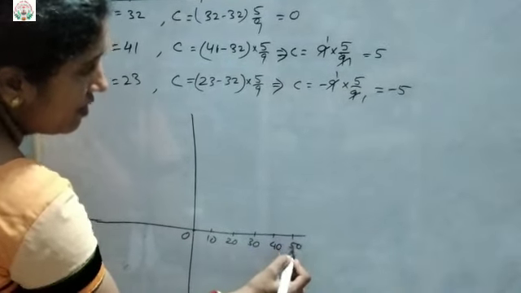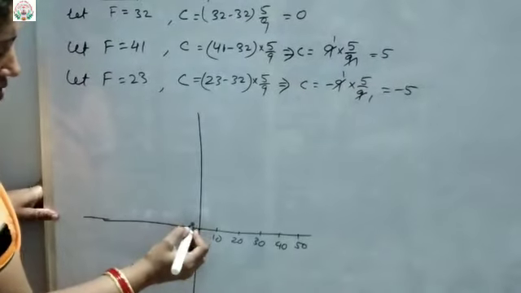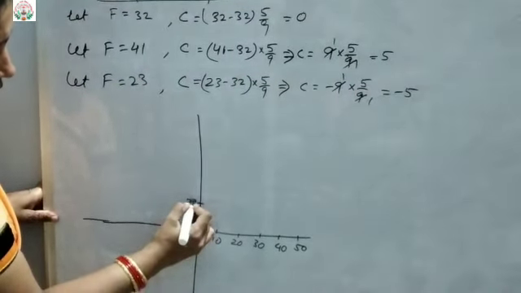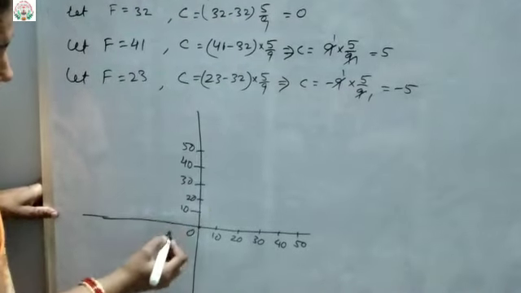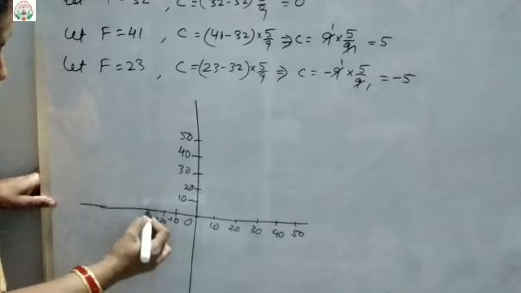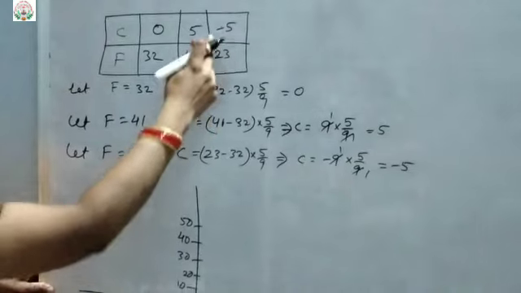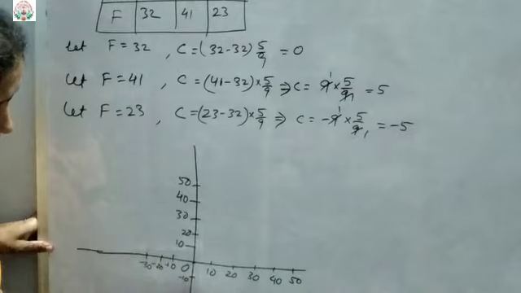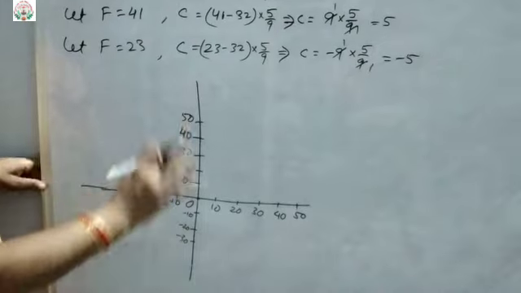Then 50. Here you can see maximum up to 41 you have, so you take this. Same here, that is 10, 20, 30, 40, 50. Same here, minus 10, minus 20. Everywhere the numbering should be the same. There is no negative value, only here minus 5 is there, so only this much will be sufficient. Then minus 10, minus 20, minus 30, and so on. So leave it up to that.